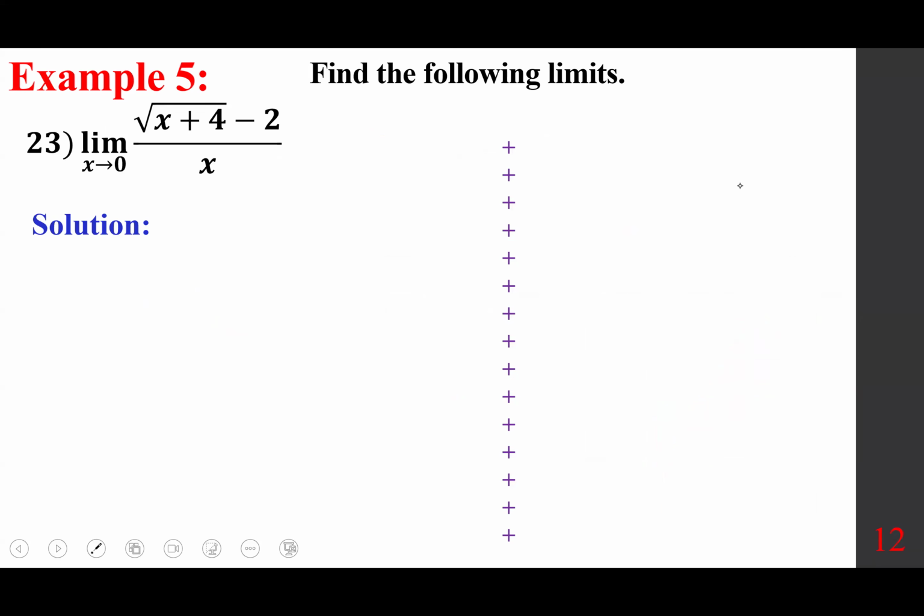We're going to find the following limits. The limit of the square root of x plus 4 minus 2, over x, as x approaches 0. So we're going to plug in. If I plug in 0 here, I get 4. Square root of 4 is 2. 2 minus 2 is 0. The bottom is 0. So we get 0 over 0, which is an indeterminate form.